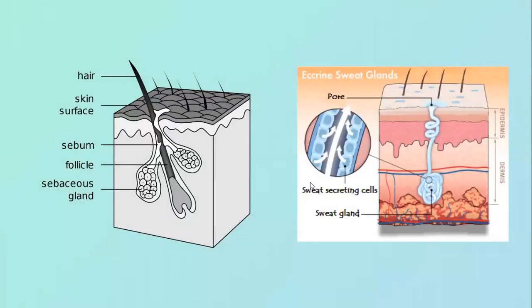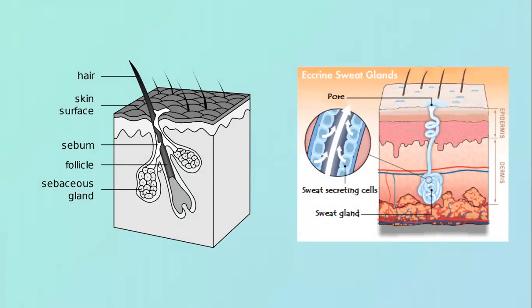So these are just pictures of what I was talking about. So on the left, this thing is a sebaceous gland. They're always connected to a hair follicle. So every hair follicle has a sebaceous gland, and they produce oil, and the oil goes up here and onto the skin. The white symbolizes oil, and it just goes onto the skin.